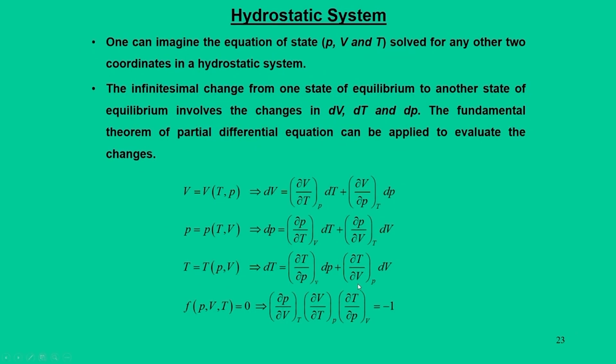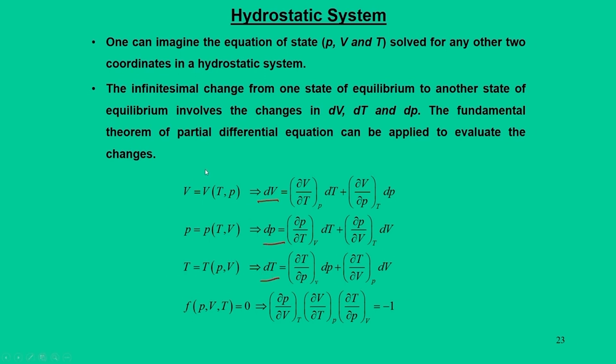Okay. So, for that we can define these hydrostatic systems mathematically. There are, in fact, 3 possibilities which we can write. That means volume can be represented as a function of temperature and pressure, pressure can be represented as a function of temperature and volume, and temperature can be represented as a function of pressure and volume. So, accordingly, the exact differentials dV, dP and dT can be determined.